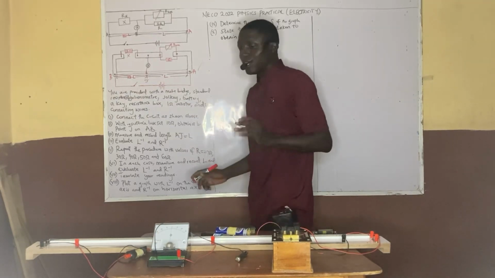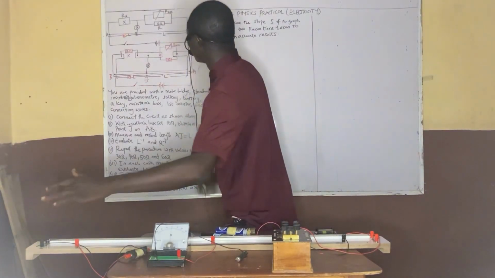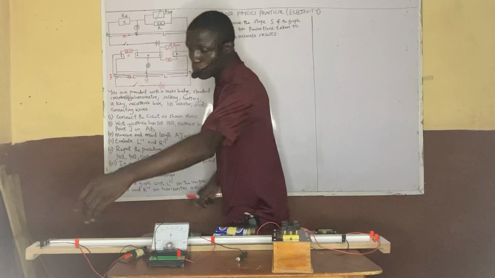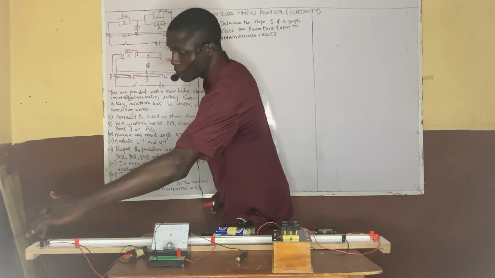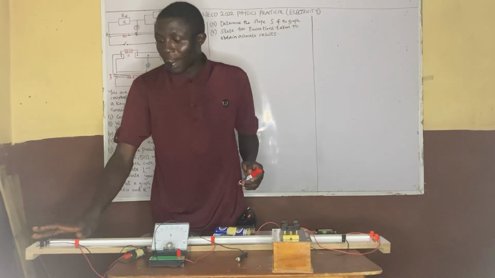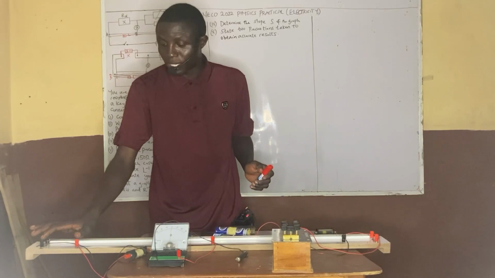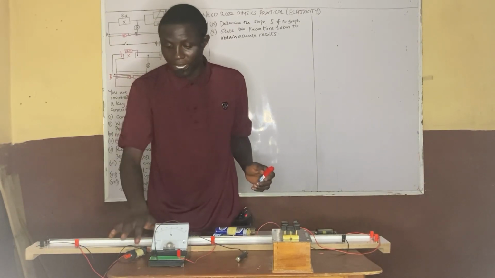Now from the point B, we have the standard resistor labeled X, which is 2 ohm. It is connected with the terminal that we have at the right hand side of the meter bridge. This is it.